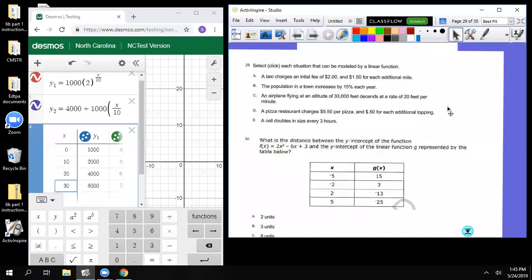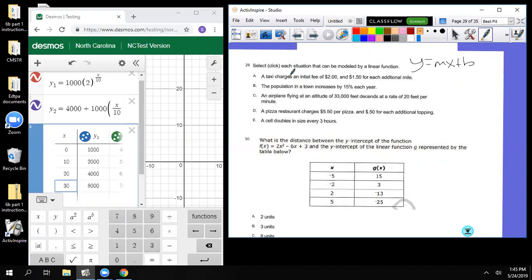All right, so for this, it says we were going to select each situation that can be modeled by a linear function. So please know that we're always going to have to write those in order to determine which it is. So we know that Y equals mx plus b is what we need to create if it's linear, so Y equals mx plus b.